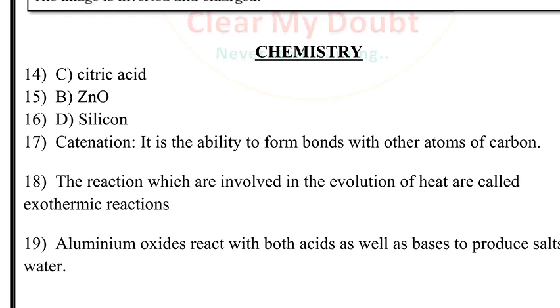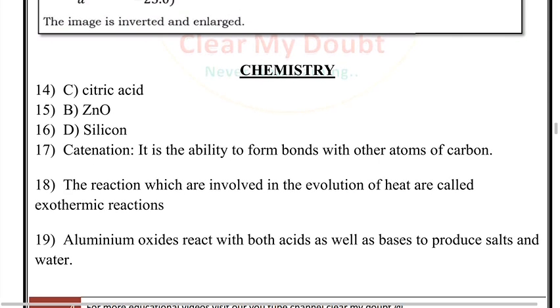And question number 17, what is catenation? Catenation is the ability to form bonds with other atoms of carbon. Question number 18, what are exothermic reactions? The reactions which are involved in the evolution of heat are called exothermic reactions.